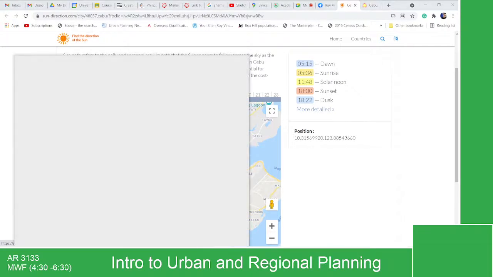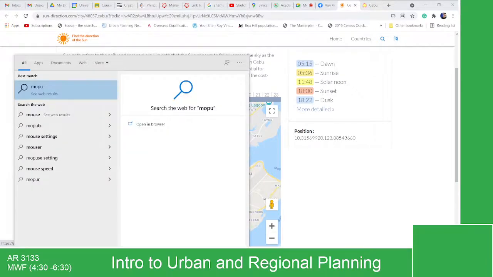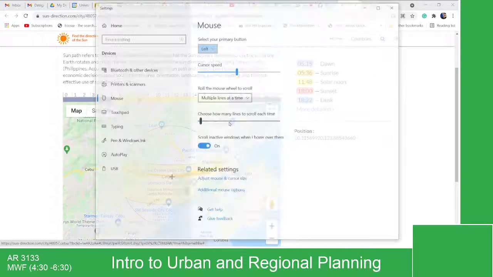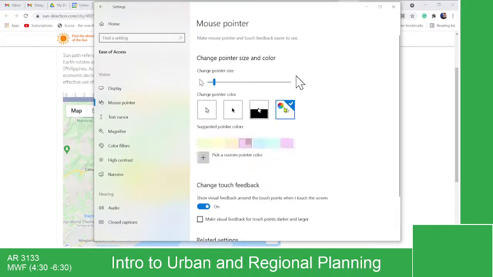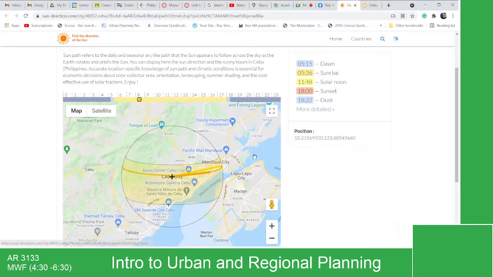Let me change my mouse settings. Excuse me. Just mouse and cursor size. Unfortunately, I can't change the cursor size, or I can. It will change on my end, but on your end, it's not as visible.